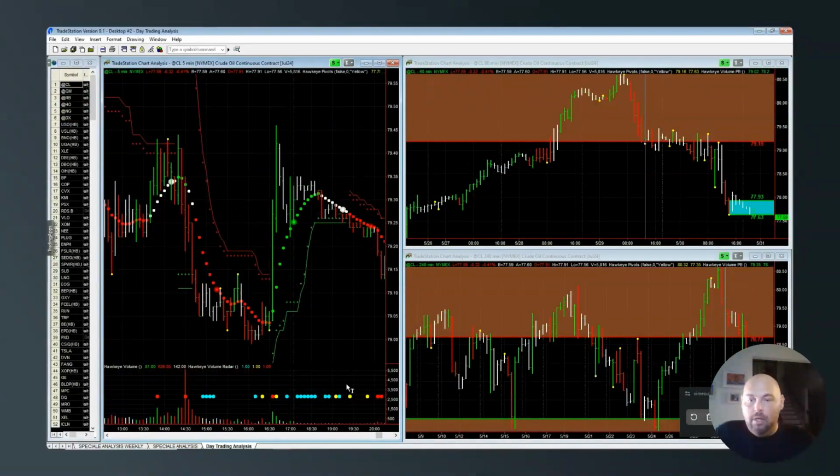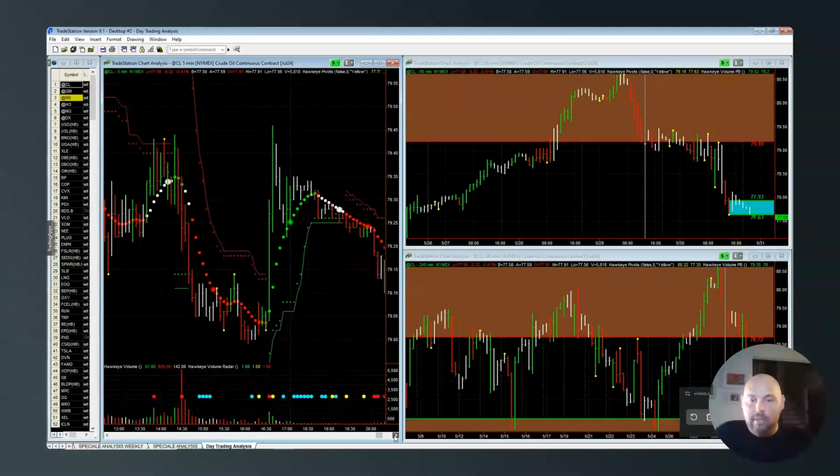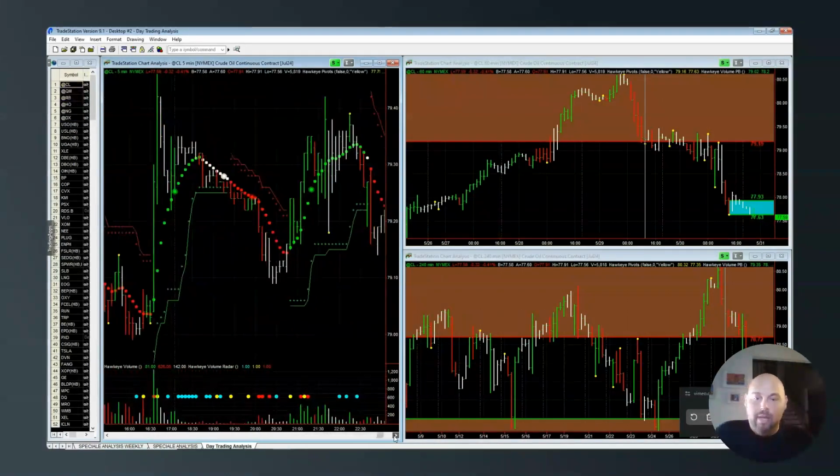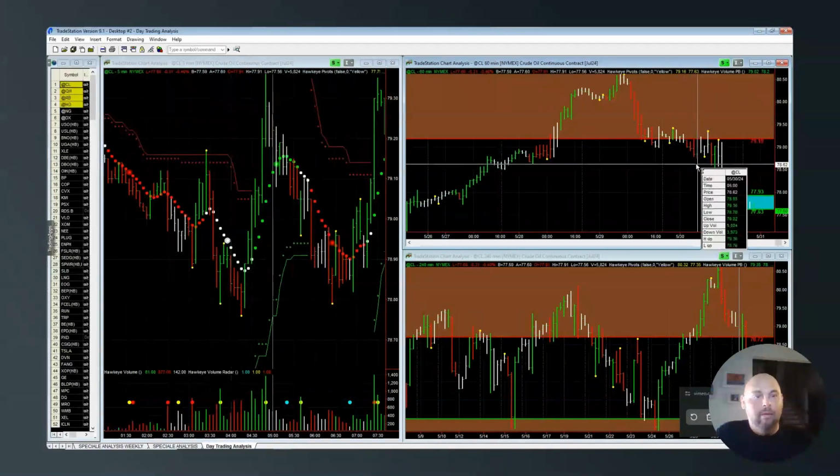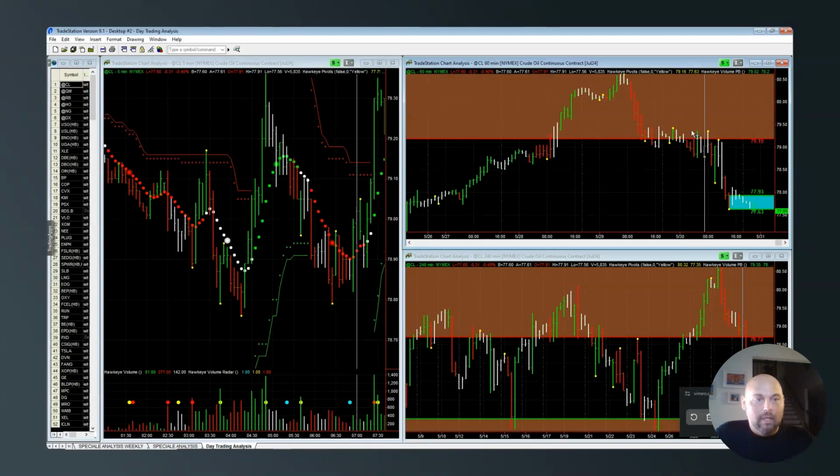Right? So we come into the close of the session that day, no big deal. But notice, as we get through the overnight, is there more selling to be had? Right? We have consolidation. You can see very clearly that the market's choppy. Right? We don't want to trade choppiness. We want to trade momentum.